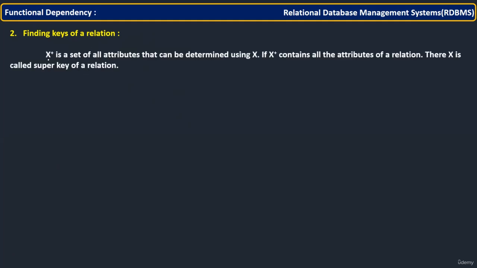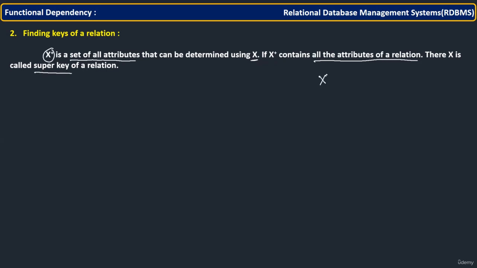If you find the closure of any attribute X, it is the set of all attributes that can be determined using X. This is the normal discussion of how to find the closure, and we are going to get a set of attributes. If that set contains all attributes of a relation, then we can call X a super key.